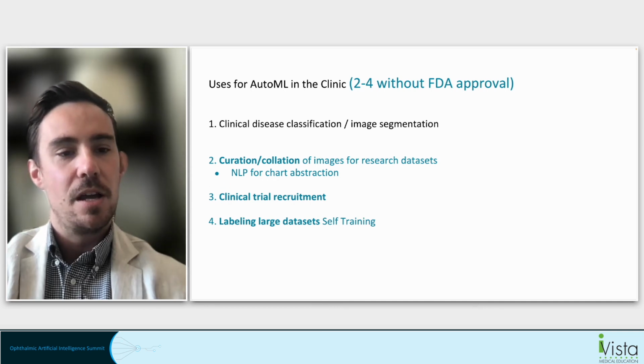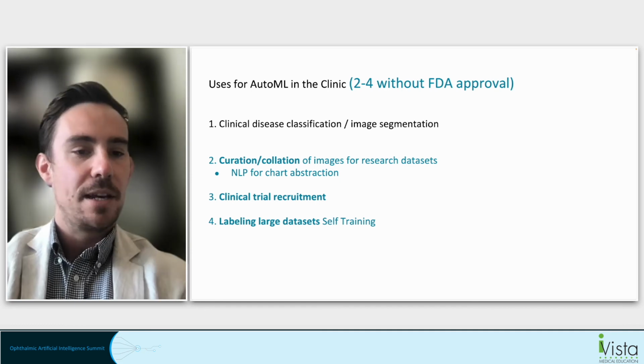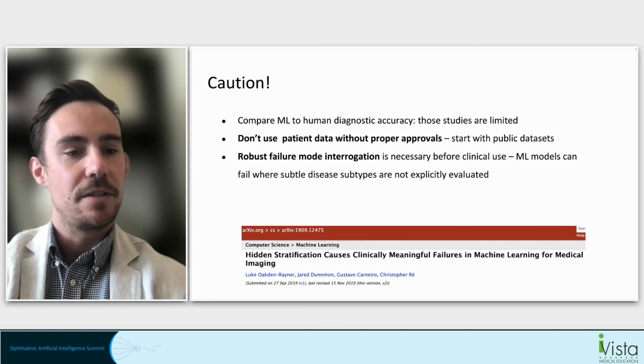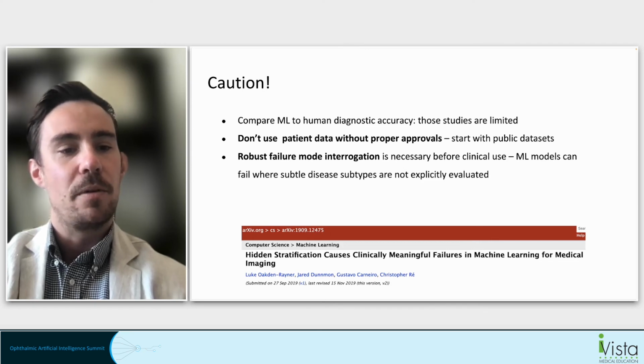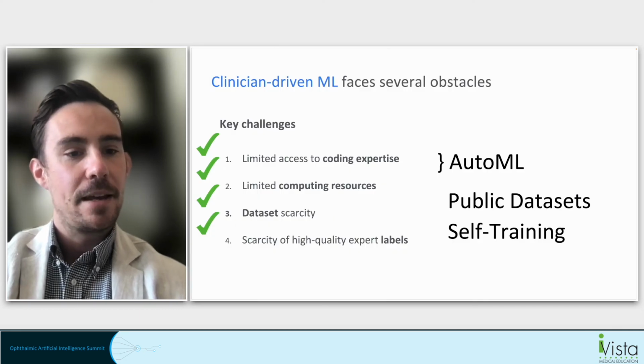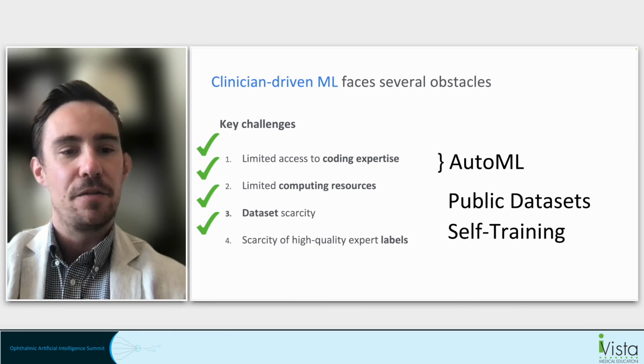There are a couple low-hanging fruit for use cases which do not require FDA approval: collation of data, clinical trial recruitment. We always caution against the use of these without proper approval, and don't use patient data first. And robust failure mode interrogation is very important. There's hidden stratification that can happen in the real world, and out of distribution performance is frequently not as expected. And I hope I've showed how we can address all of the obstacles to clinician-driven ML.